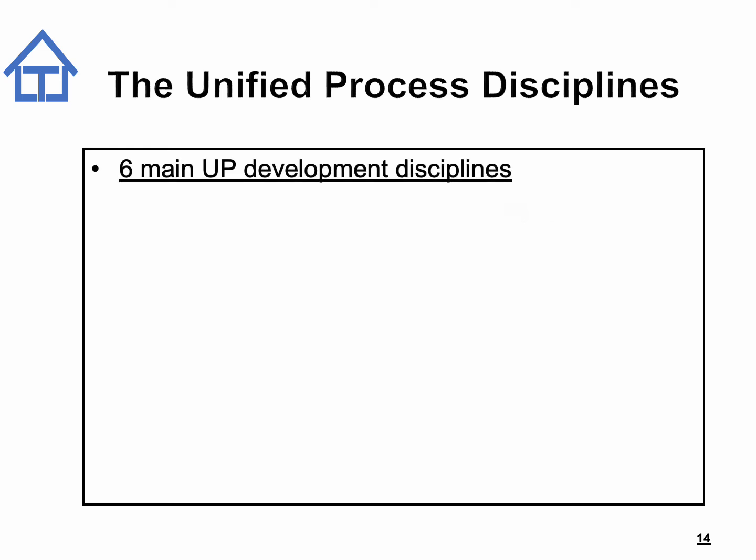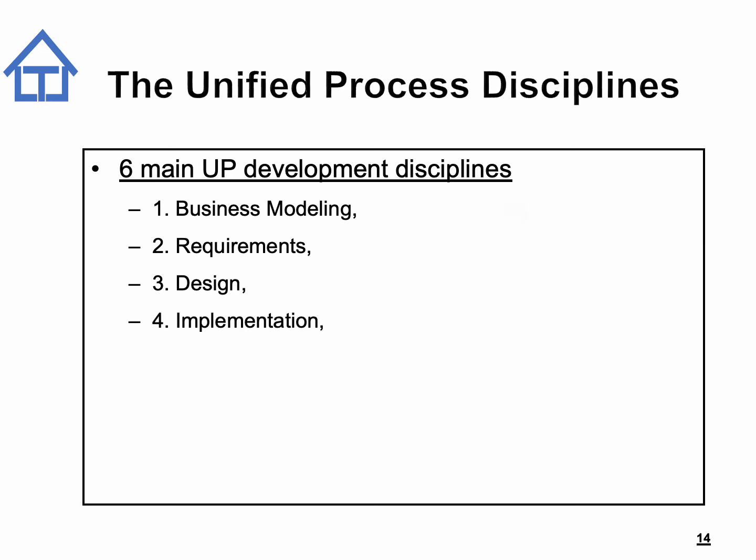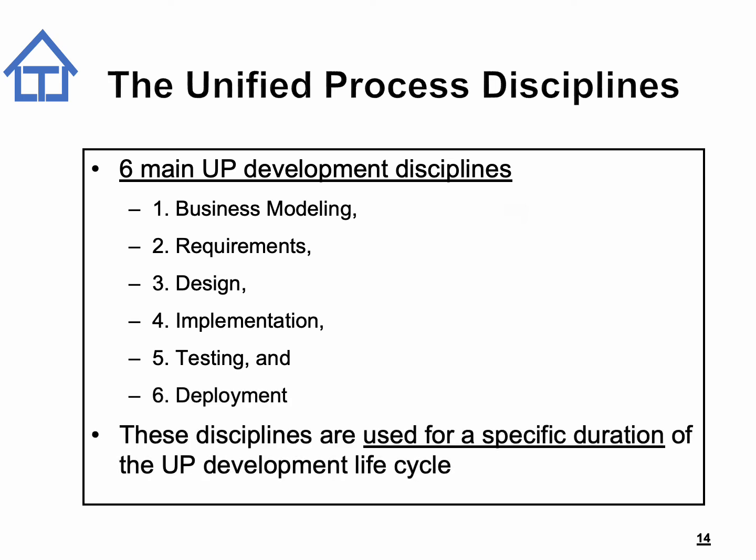These 6 main UP development disciplines are business modeling, the requirements discipline, the design discipline, the implementation discipline, the testing discipline, and the deployment discipline. These disciplines are used for a specific duration of the UP development lifecycle.